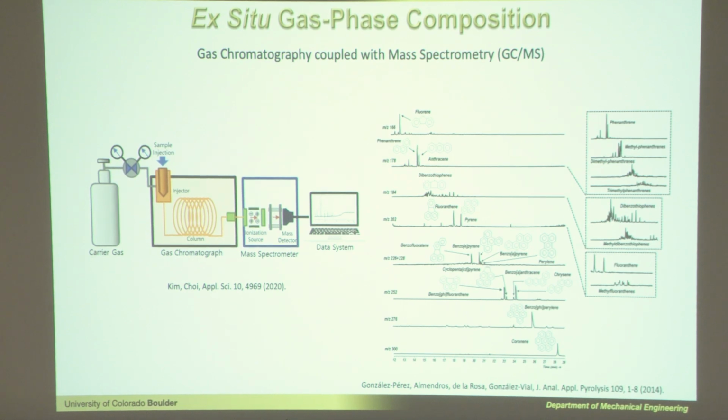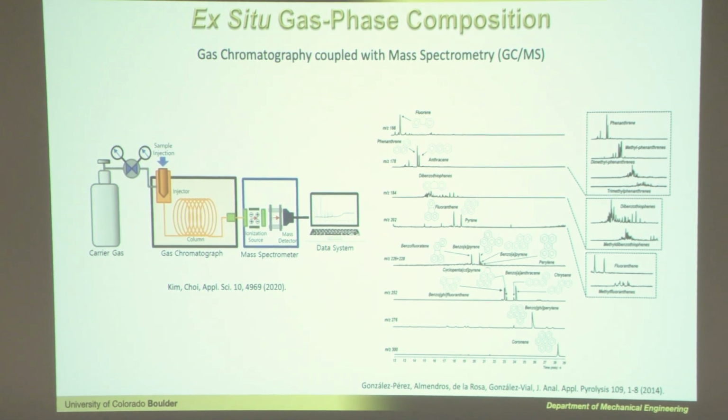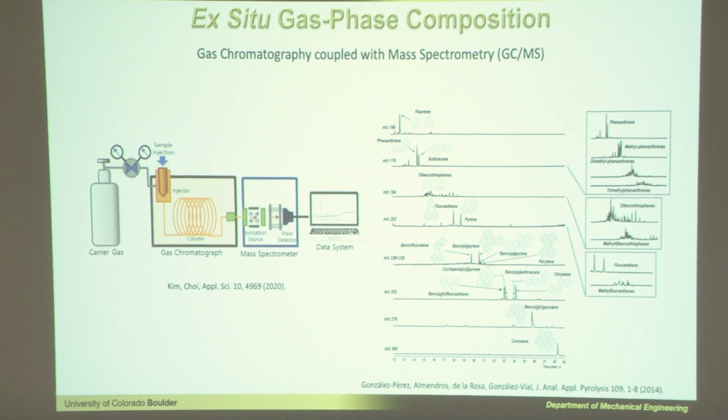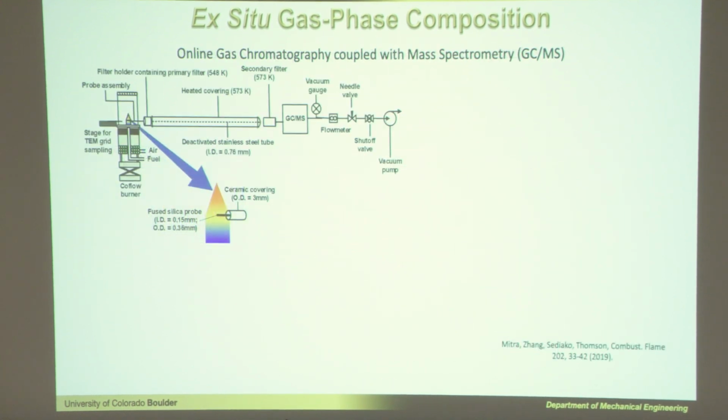The only disadvantage I see is that you can't see radicals very easily. And then you also have to extract from the flame if you're worried about extracting. That introduces the same probe problems we've been talking about.